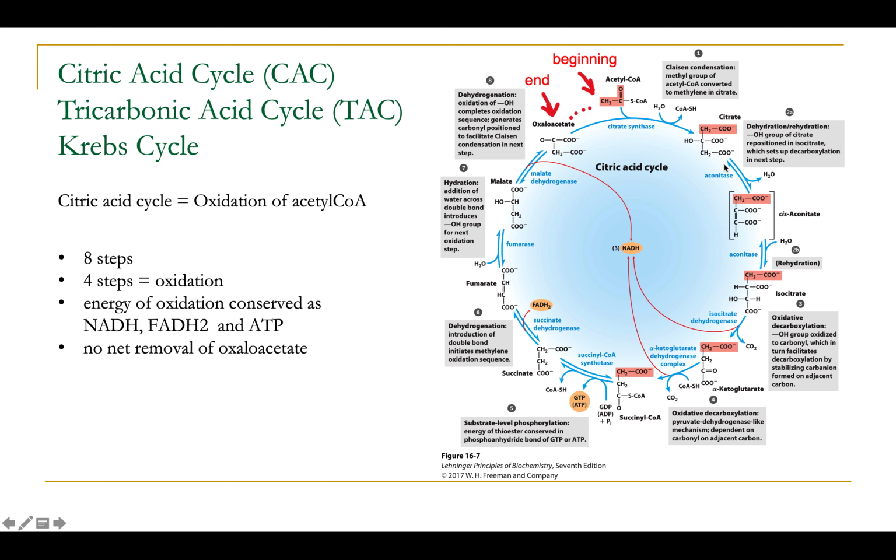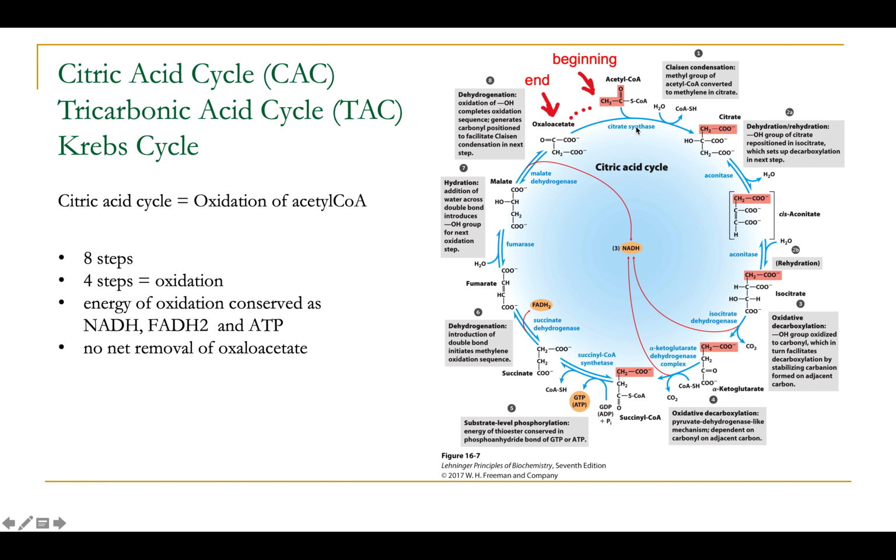Of note, citrate is a tricarboxylic acid. It has 3 carboxy groups, and because of that, the citric acid cycle is also sometimes called the tricarboxylic acid cycle. One more synonym is the Krebs cycle, in honor of Hans Krebs, who made a major contribution to discovering this roundabout of chemical reactions.